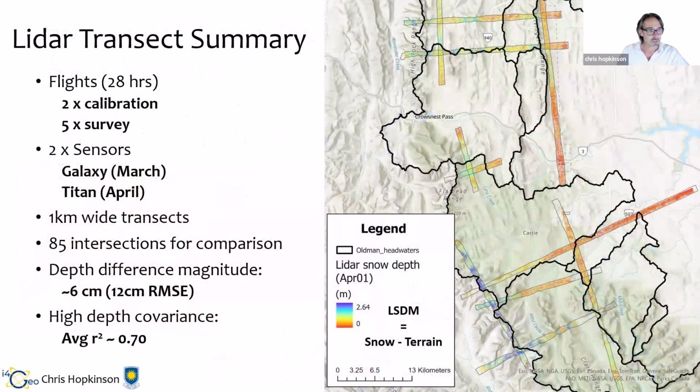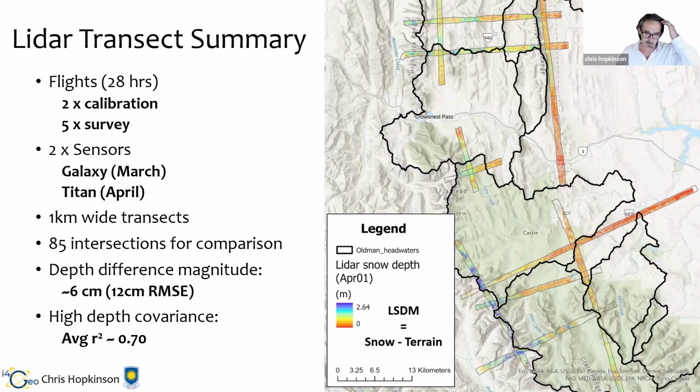So as an overall summary then, we flew 28 hours, which included 2 calibrations, 5 actual survey or mission flights, 2 different sensors, the Galaxy for March, the Titan for April, nominally 1 kilometer wide transects. Now, importantly for us was the experimental design for validation. So the first component of validation was where the flight lines overlapped. We wanted to make sure that our Lidar depth or snow depth maps were consistent from survey to survey. So we had 85 flight line overlaps for that.